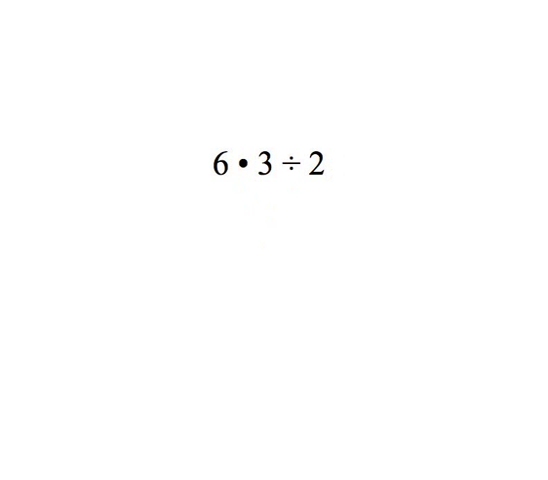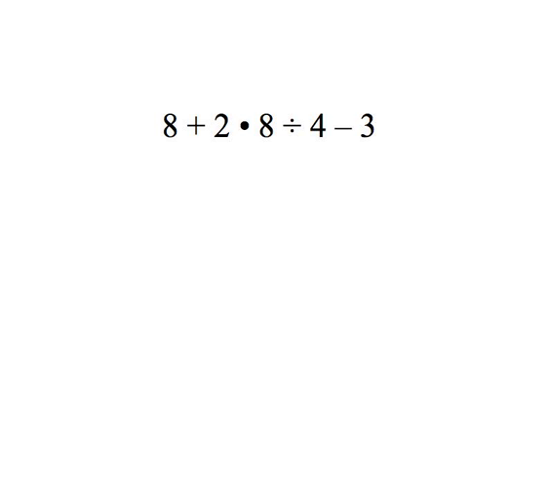Here's multiplication and division. Normally, we'd go left to right as shown. But if we wanted to do the division first, we'd put grouping symbols around it. 3 divided by 2 is 1.5, and 6 times 1.5 is 9.